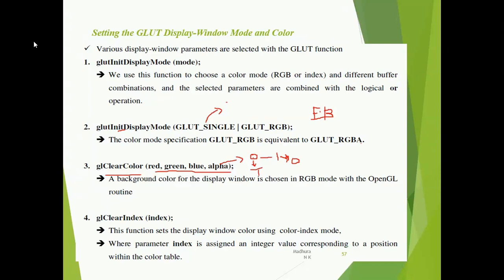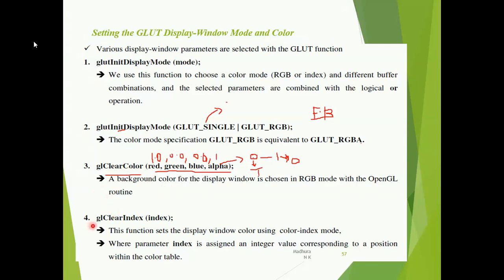And here, suppose your background color has to be red, then you can write glClearColor(1.0, 0.0, 0.0, 1.0). Then you'll have a red background color. So the background color of the display window is chosen in RGB mode with this OpenGL routine.